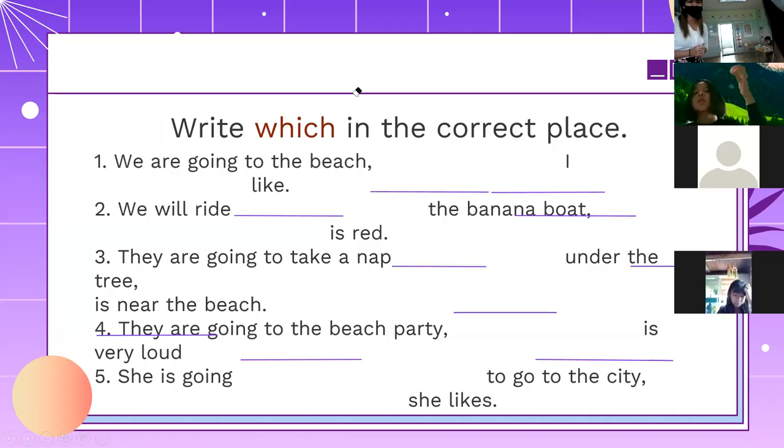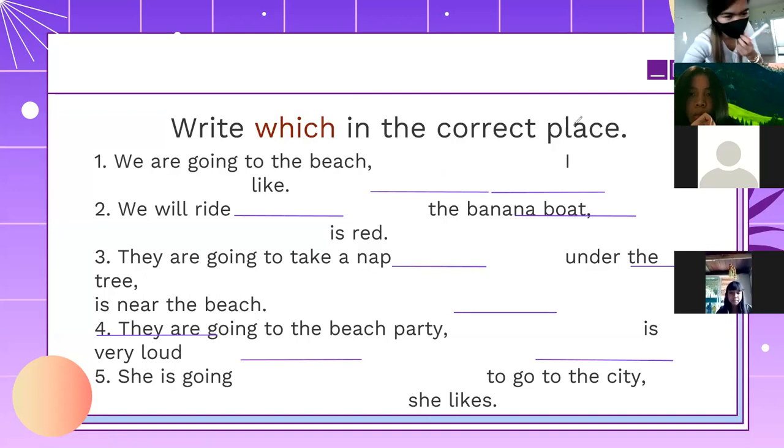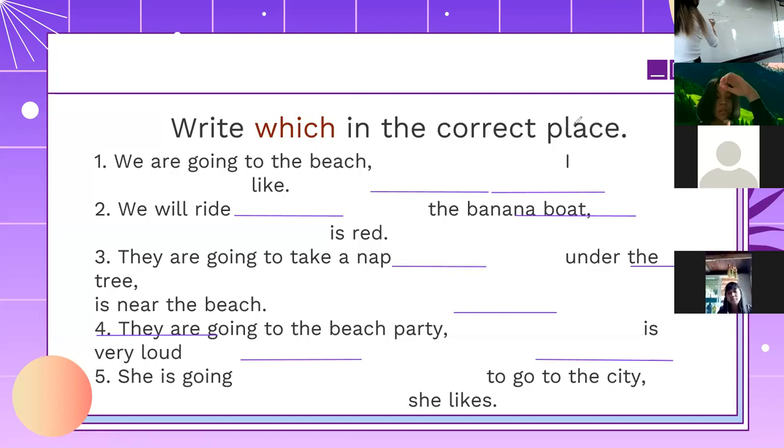Okay, so number one, the answer is what? We are going to the beach, which I like. The first blank, okay? So number two, everybody look at number two. We will write black banana boat. Black is red. So where are you going to write which? The first blank or the second one? One or two?